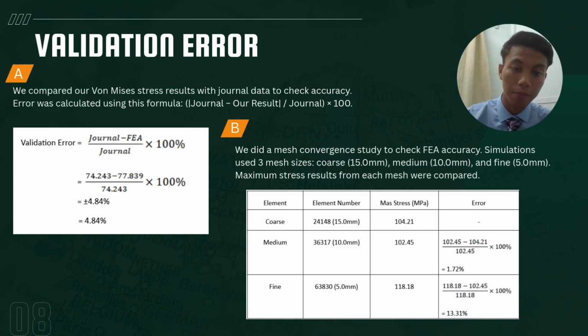I calculate medium and fine. Medium I get 1.72%, and then fine I get 13.31%.